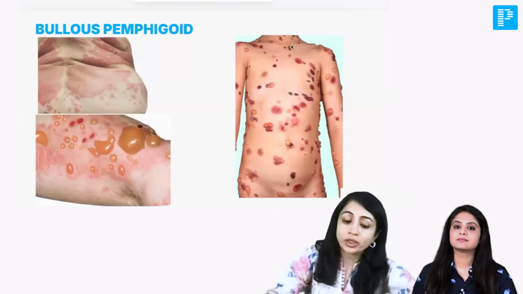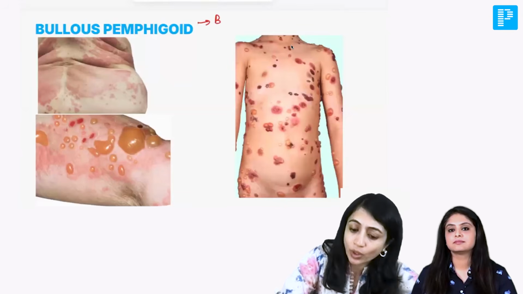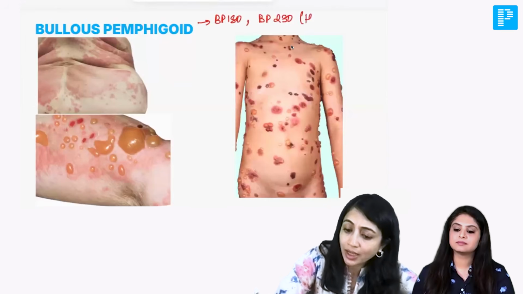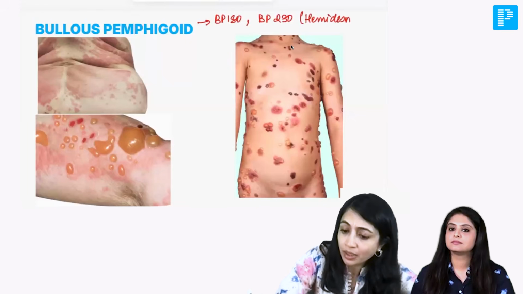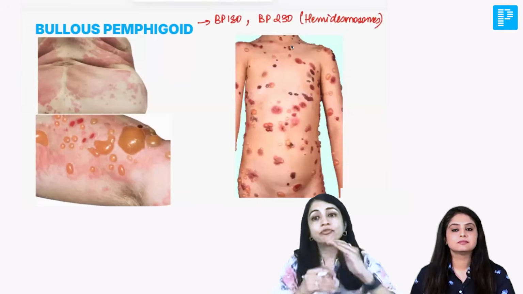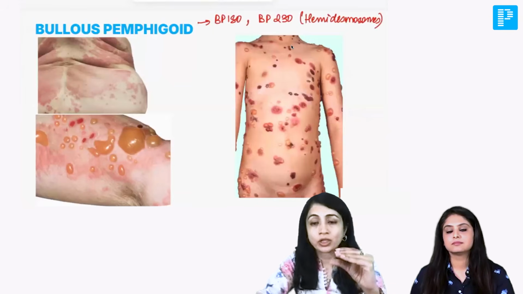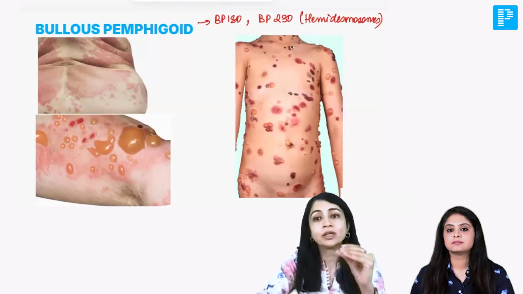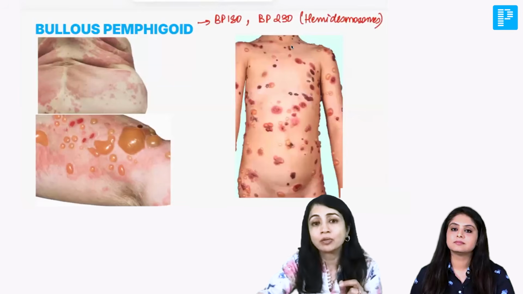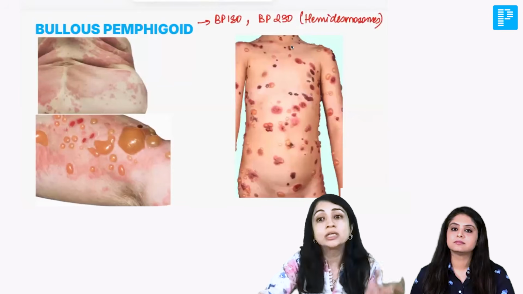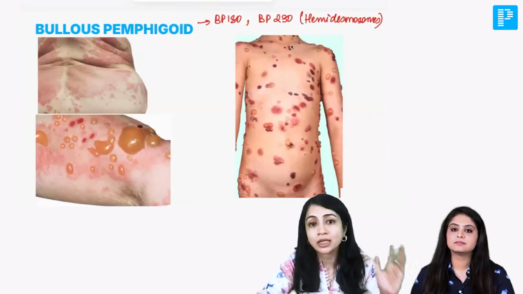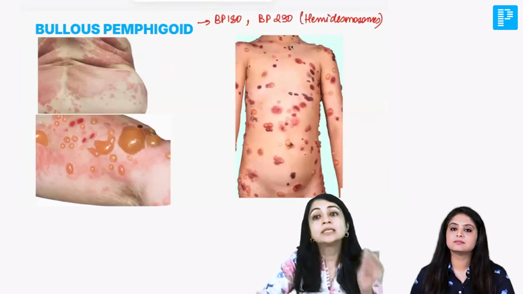So in bullous pemphigoid, the target antigens are BP 180 and BP 230, and these are located at the level of hemidesmosomes. Hemidesmosomes connect directly with the keratinocytes. This is the first structure in the dermoepidermal junction, and in it we have the target antigens BP 180 and BP 230. If these are targeted by my antibodies, I get a disorder called bullous pemphigoid. So pemphigoid and pemphigus are different: pemphigus is intraepidermal and pemphigoid is subepidermal.